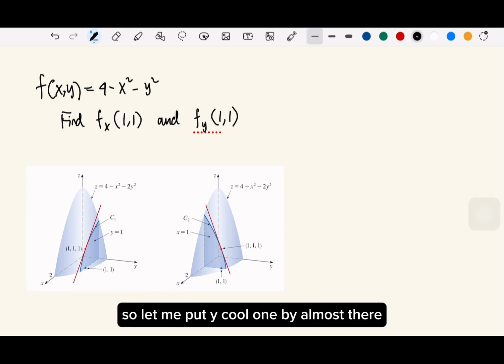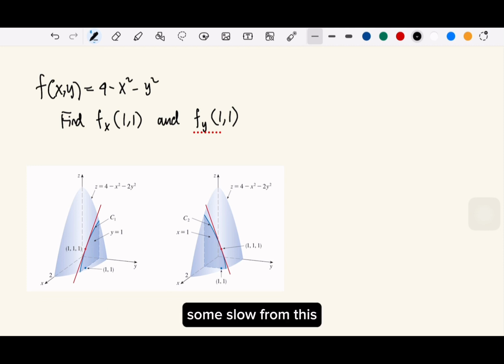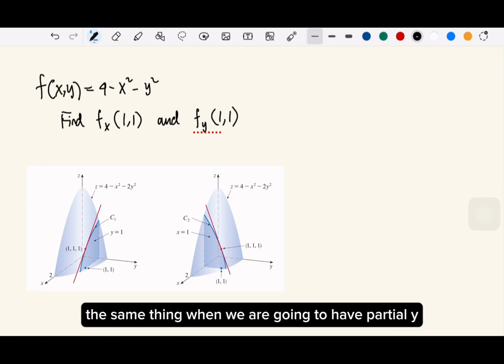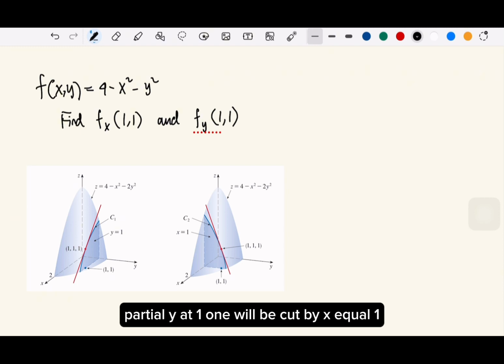So let me put y equals 1. Y equals 1 is there. Okay, that's the plane y equals 1. So we're going to cut this with y equals 1, and then we are going to get some slope from this. The same thing when we are going to have partial y. Partial y at (1, 1) will be cut by x equals 1. So let me take off y equals 1, and then that will be the plane x equals 1.